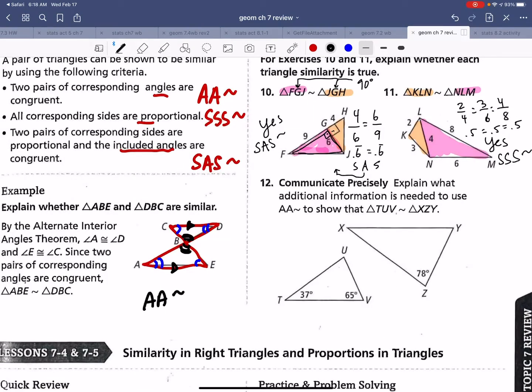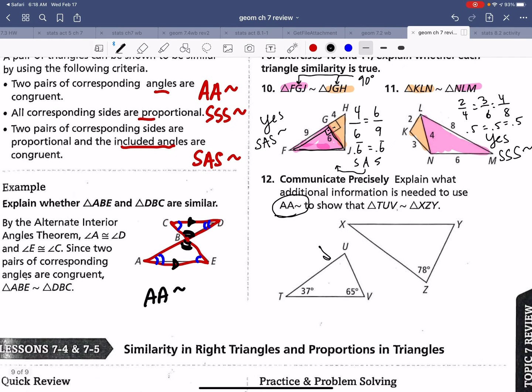Number 12 states, explain what additional information is needed for angle. Okay, so first let's figure out what U is. So we take 180, take away 37. So that'd be 143, right? And then let's take away 65. So that'd be 78.